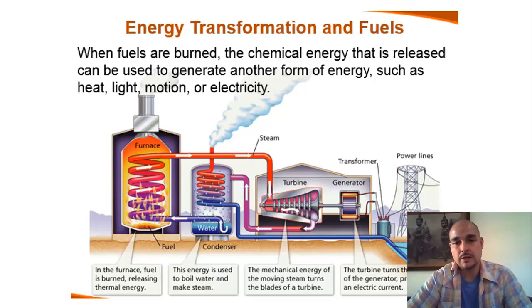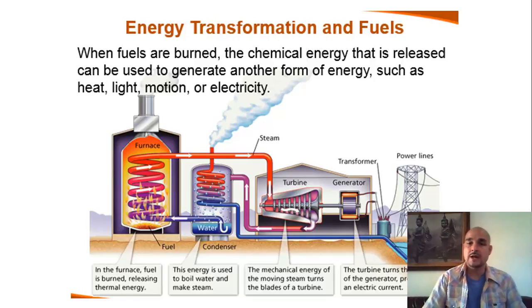And this steam is under high pressure. And so the kinetic energy from the steam, the moving energy of the steam, will spin the blades of the turbine. Again, it's connected to the shaft, a rod, which connects to the generator, and the generator makes electricity.